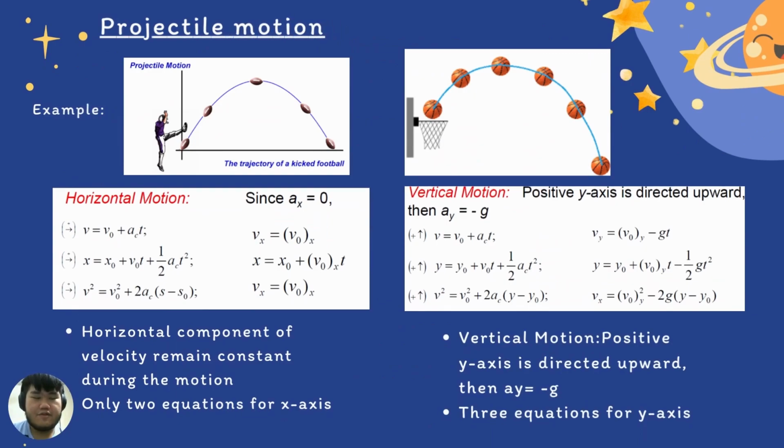So using projectile motion, we will be able to find out two types of motion, which will be in components. There's a horizontal component and a vertical component, which are denoted as the x-axis and y-axis respectively.